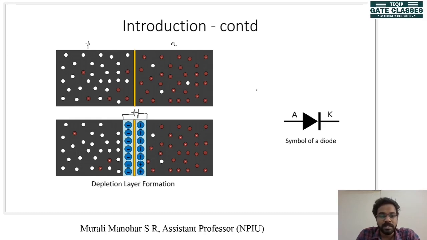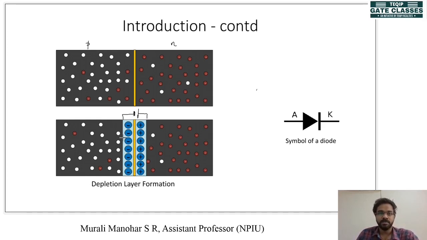Now what happens is, this positive potential will prevent further movement of these holes, and this negative potential will prevent further movement of these electrons. So as time goes, this recombination process decays, and also with distance this recombination process decays, and this decay is exponential. So with time and with distance, this recombination decays exponentially.